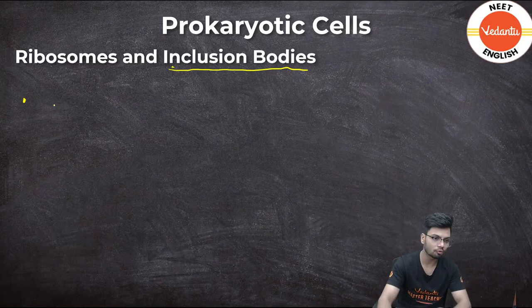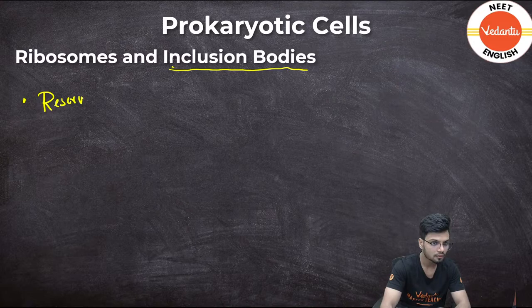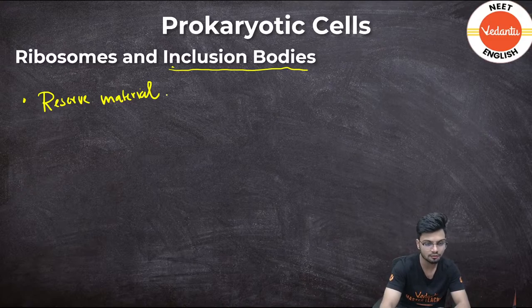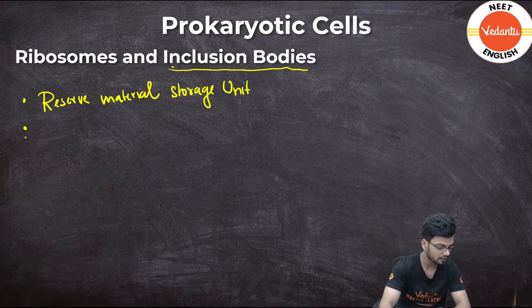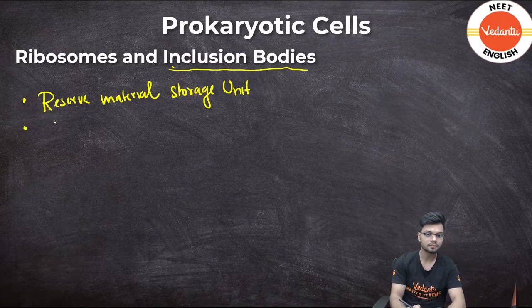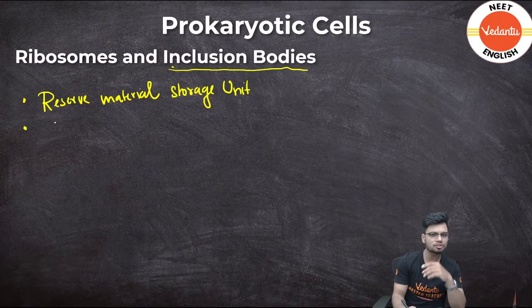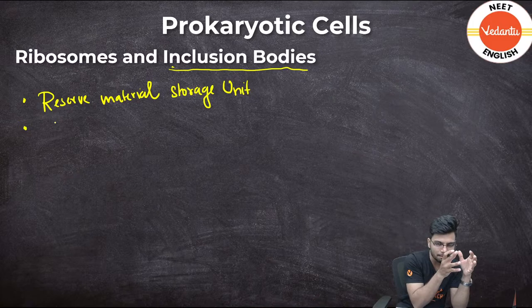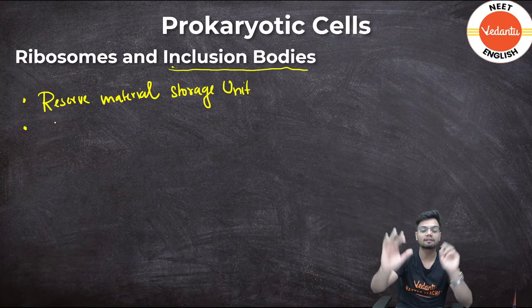Similarly, inclusion bodies are also part of your cell. Reserve material is stored here. It is a reserved food material storage unit. Clear? Now, are these inclusion bodies present in a specific place, or are they floating everywhere?